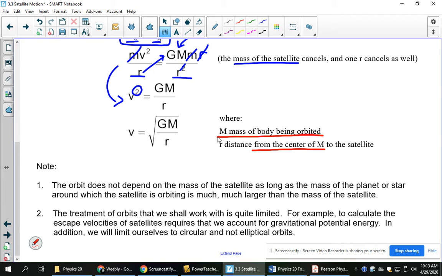The orbit does not depend on the mass of the satellite, as long as the mass of the planet or star is much, much larger, which it usually is. The treatment of orbits that we shall work with is quite limited. For example, to calculate escape velocities of satellites requires that we account for gravitational potential energy. In addition, we will limit ourselves to circular and not elliptical orbits. So we are kind of forcing this to work just for circular orbits, but a lot of things orbit in ellipses or elliptical orbits. It doesn't work for those, only circular orbits.